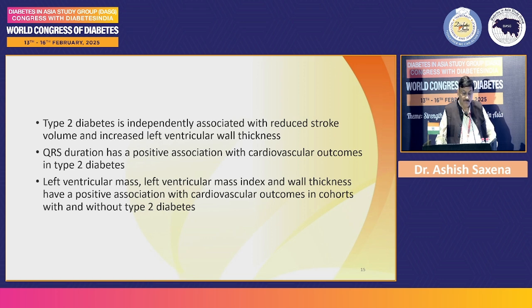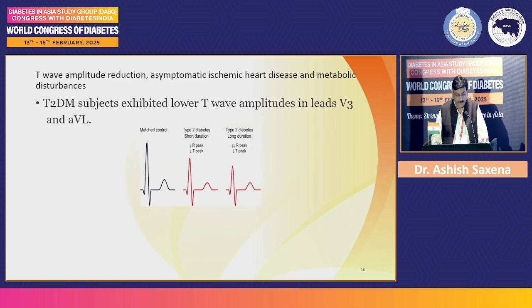QRS duration has a positive association with cardiovascular outcome in diabetes. LV mass, LV mass index, and the wall thickness have a positive association with cardiovascular outcomes in cohorts with type 2 diabetes. And type 2 diabetes is independently associated with reduced stroke volume and increased LV wall thickness.